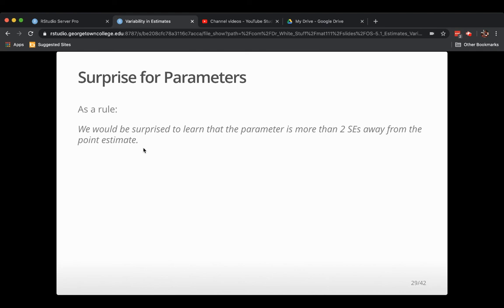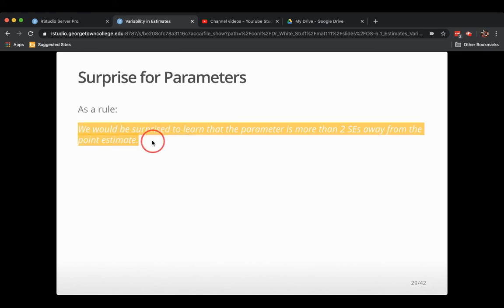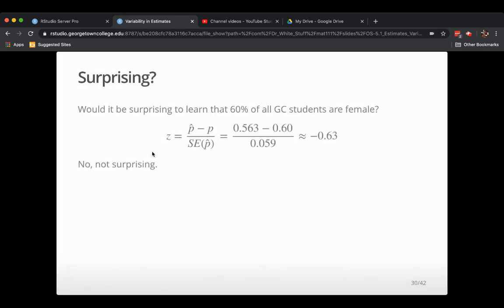then if it's more than 2 standard errors away, it's just like z-scores. You would be surprised to learn that. You'd be like, wow, we must have gotten a really weird, unusual sample to be so far off. So that's the criterion we're going to adopt. Let's see what this would be like.